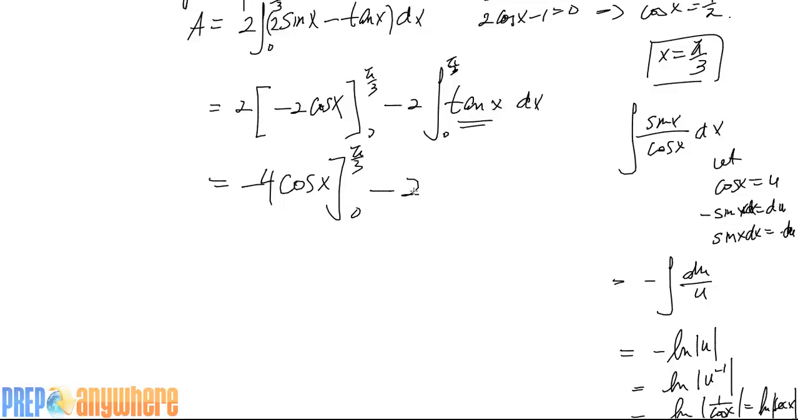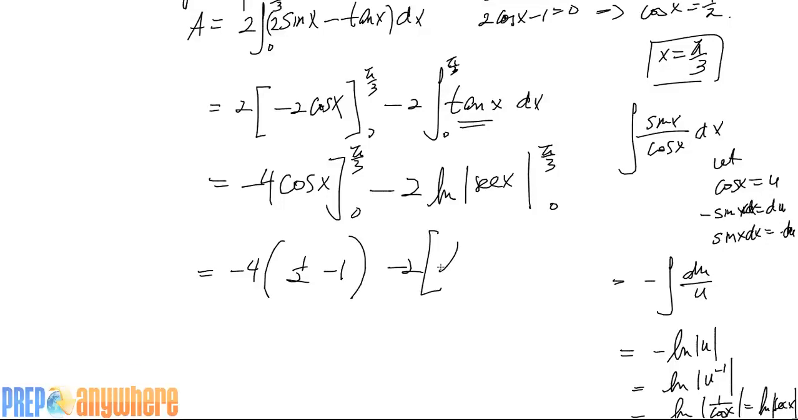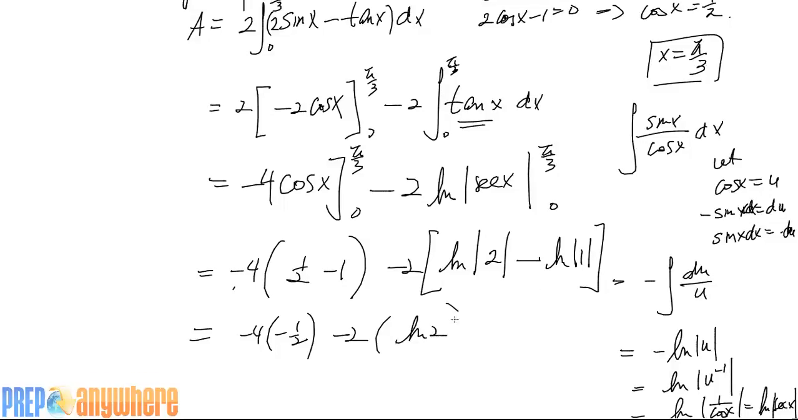So this is going to be minus 2 ln of secant of x, and we're going to plug in pi over 3 and 0. Plug in pi over 3 and cosine is half. Plug in 0, you get 1. Secant of pi over 3 is going to give you 2. So it's ln of 2 and ln of 1. ln of 1 is going to be 0. So we have minus 4 times by minus half, and in here, ln of 2 minus 0. So that's it. It's going to be 2 minus 2 times ln of 2. That's the answer.